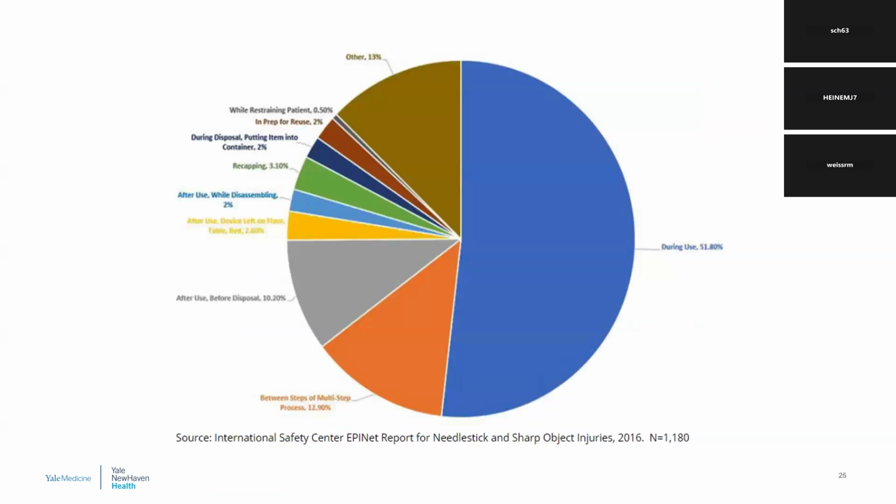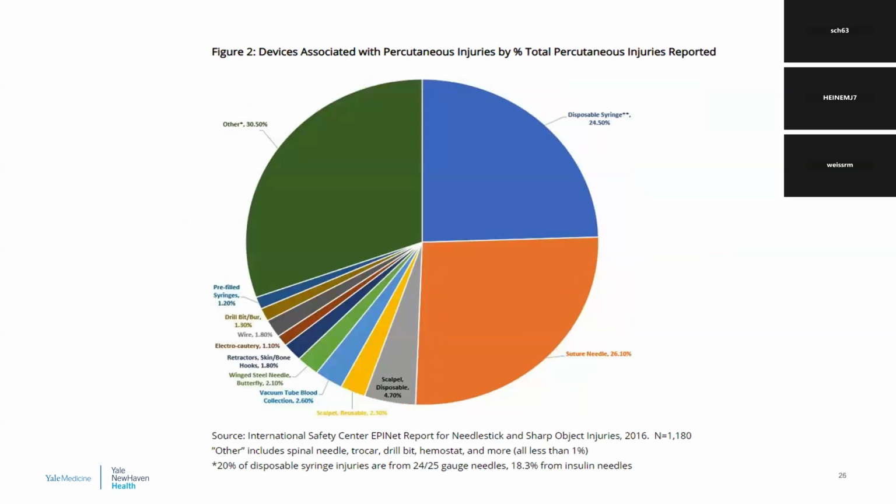51% of injuries occurred during needle use, but 12% is between steps. And then 10% of injuries occur after you're done with the needle, but before you've disposed of it into the sharps container. Suture needles and disposable syringes are really the most common devices. Most of these are the 24-25 gauge needles and insulin needles because they're so small and it's so easy to get the needle stick. Scalpel injuries are actually much less common.